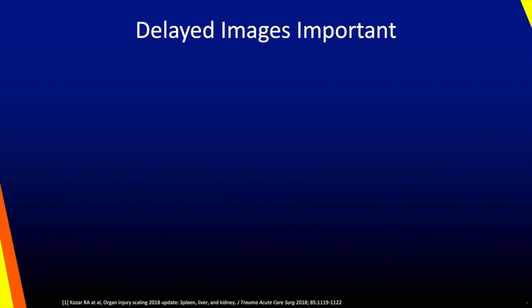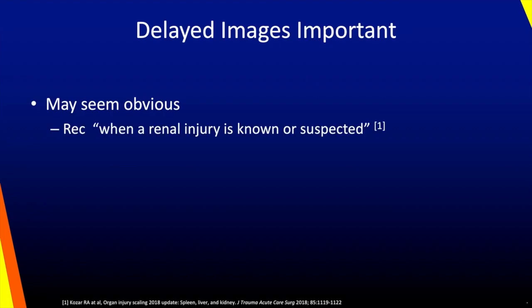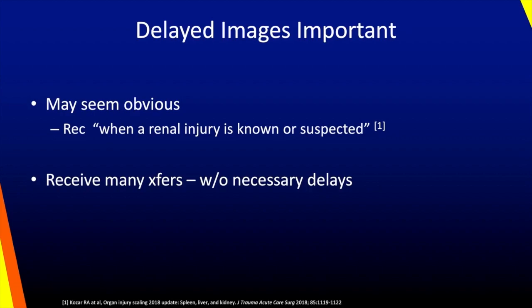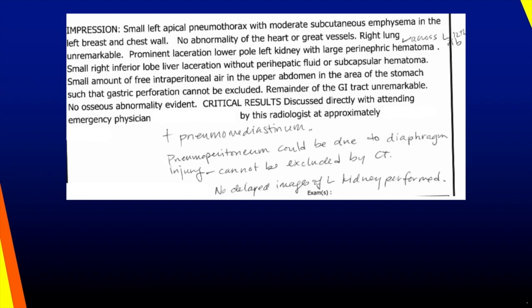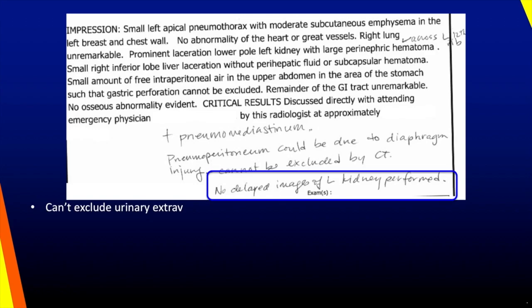Delayed images are important. This may seem obvious, and they're recommended when a renal injury is known or suspected. But we still receive many transfer patients without the necessary delayed images. Here's an example of a report where they very nicely identified a prominent laceration in the lower pole of the left kidney with a large perinephric hematoma, but there was no comment that delayed images were not obtained and that we can't exclude urinary extravasation.